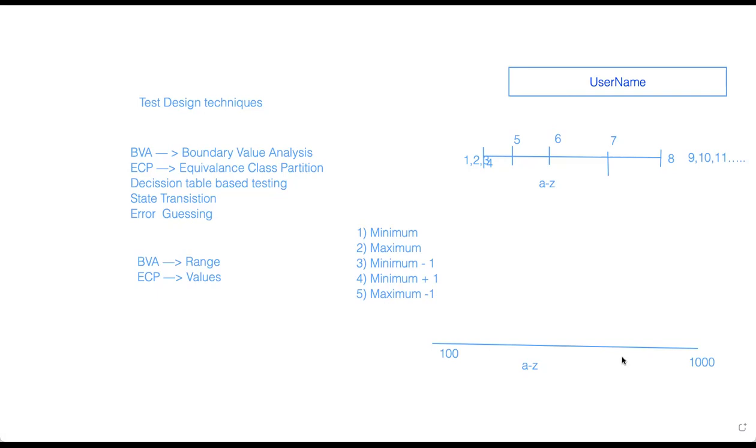So here minimum is 100, we need to test the minimum. Maximum is 1000, that we need to test. Minimum minus 1, 100 minus 1 is 99, that we need to test. Minimum plus 1 means 100 plus 1, that we need to test. And maximum minus 1, 1000 minus 1, 999, that we need to test. Sorry, here I forgot one more, the sixth, right?